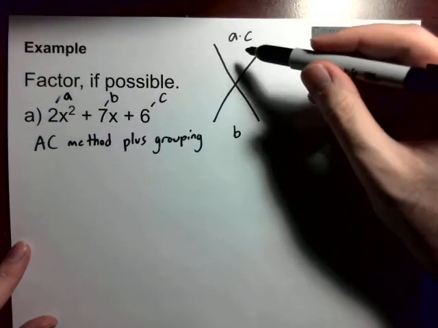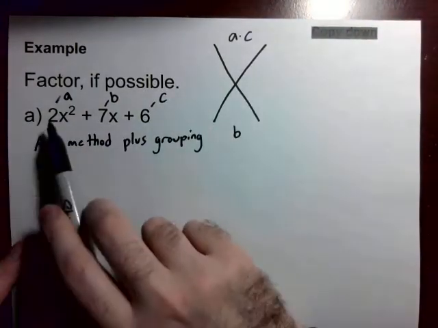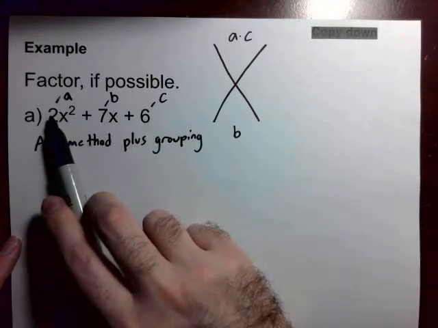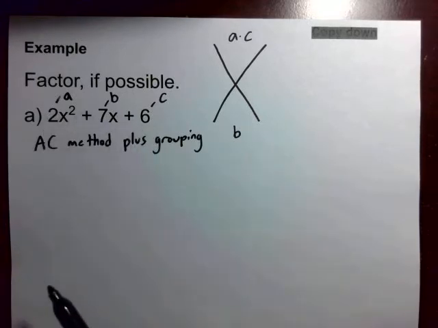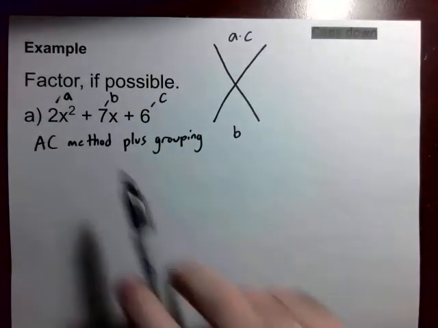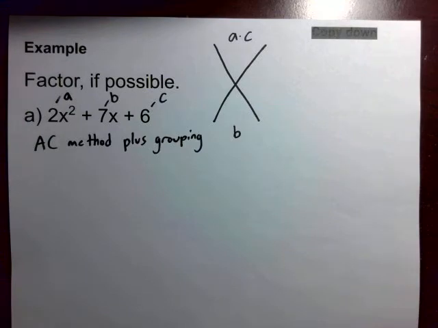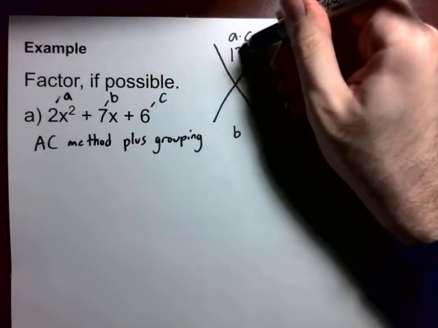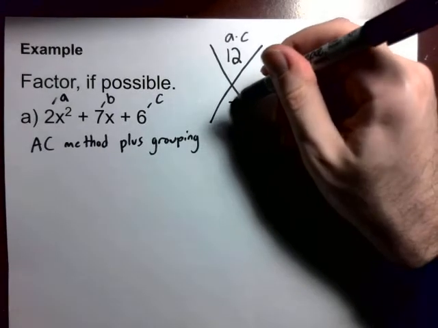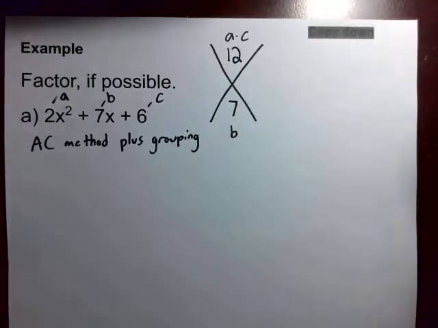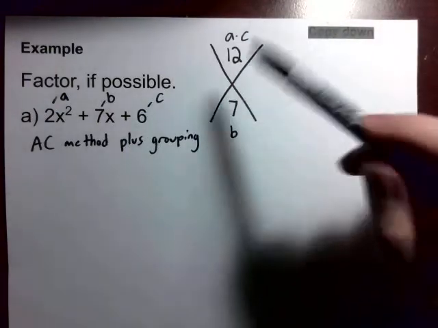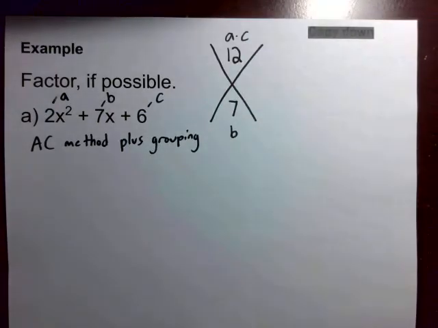And you're going to have to figure out two numbers that when you multiply them together will give you a product equal to a times c. And then those same two numbers, when you add them together, have to give you the b value. So in this case, we're looking for two numbers that when you multiply them will give you 12, and then when you add them together will give you 7. So this is why we spent a lot of time on the mental math with the simple trinomials.